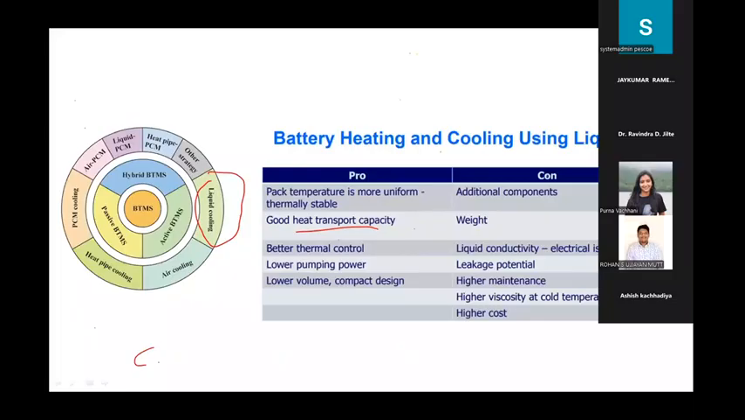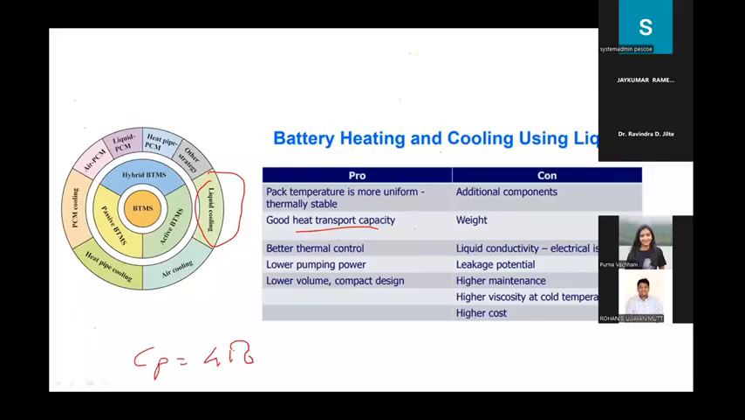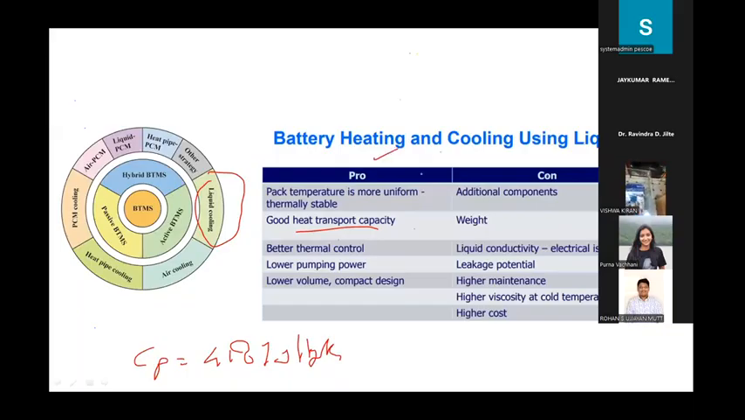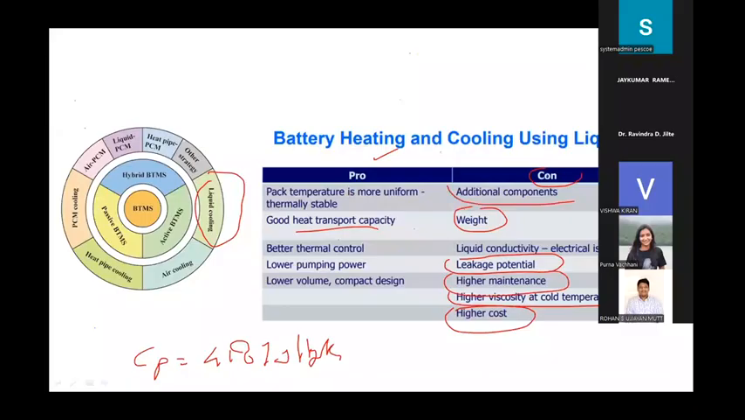If I use water, then the CP is around 4187 joule per kg Kelvin, which is almost four times that of air. So a number of advantages are there, but it also has inherent cons: the weight will be an additional factor, leakage can be an issue we need to address, high cost can be there, then higher viscosity at cold temperature, maintenance is on the higher side, and we require additional components for the circulation of the liquids.